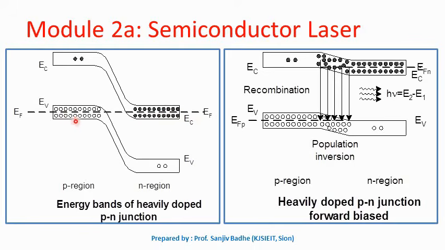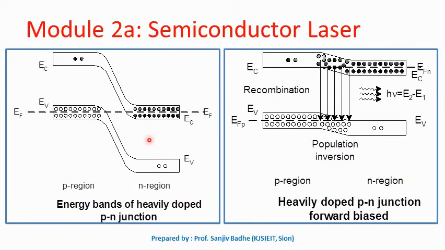So this is valence band on P side full of holes, because holes are the majority carriers on P side. Electrons in the conduction band on P side are minority carriers and therefore their number is very small. On N side, conduction band is full of electrons, but in valence band there are very few holes available. So holes on N side are minority carriers.